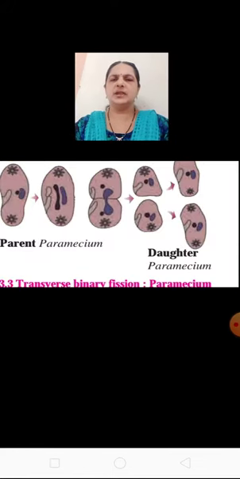See how paramecium undergoes transverse binary fission. Transverse binary fission means you can see the parent paramecium will slowly get constricted in the middle, in the half, it will divide in the transverse direction, and two daughter parameciums are formed. That is just by dividing the parent cell into two.